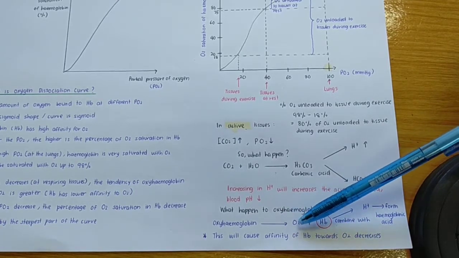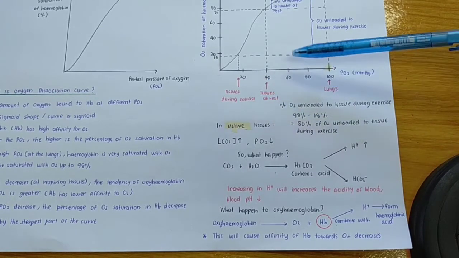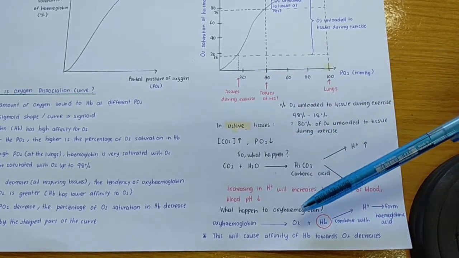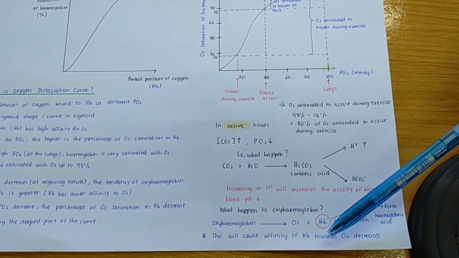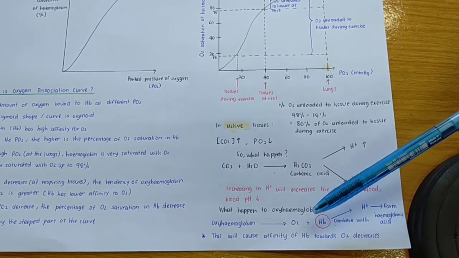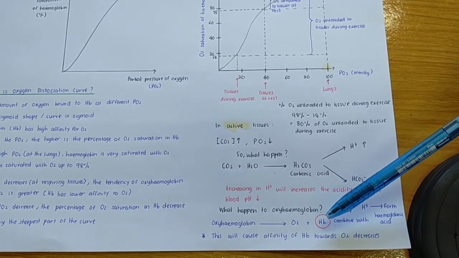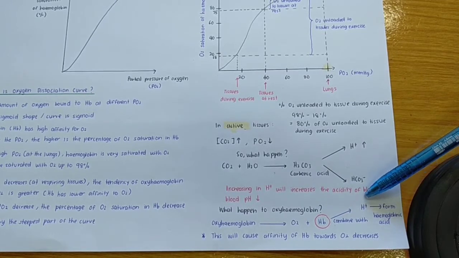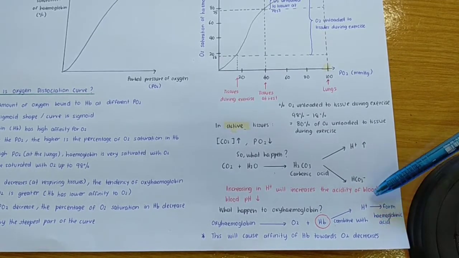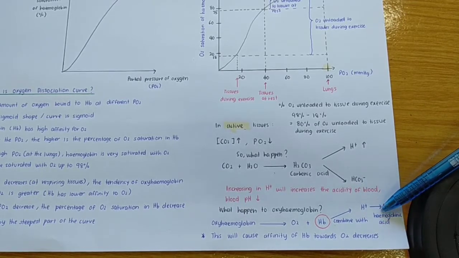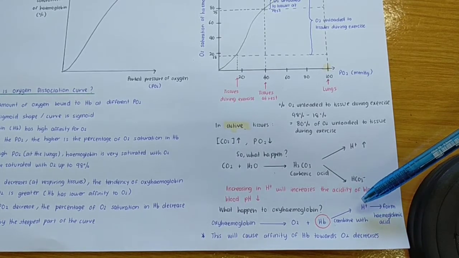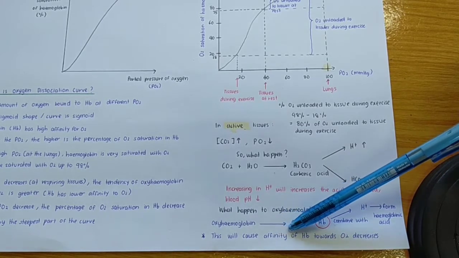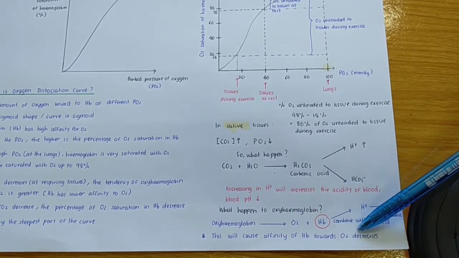Kenapa perlu riliskan oksigen? Sebab pada tisu during exercise, partial pressure of oxygen adalah rendah. So oksigen ni diperlukan untuk cover balik oksigen yang telah digunakan. And also hemoglobin ni sebenarnya dia akan digunakan once hemoglobin is released. Okay, so this hemoglobin will combine with hydrogen ion and form hemoglobinic acid. So actually this one dia relate dengan apa yang kita dah discuss sebelum ni. Kenapa hemoglobin perlu bind kepada hydrogen ion? Okay, to prevent the blood from becoming acidic. Okay, so what happens? This will cause affinity of hemoglobin towards oxygen to decrease.